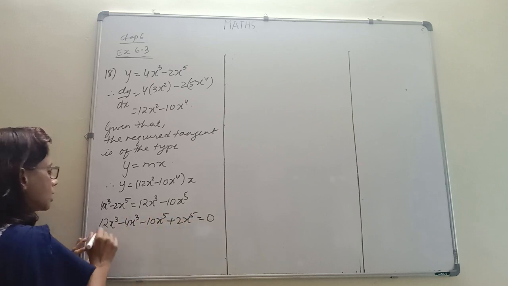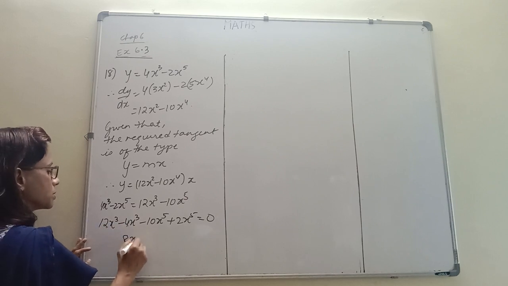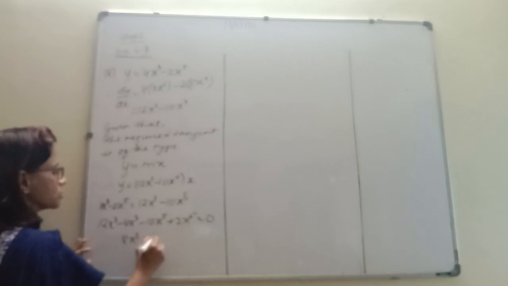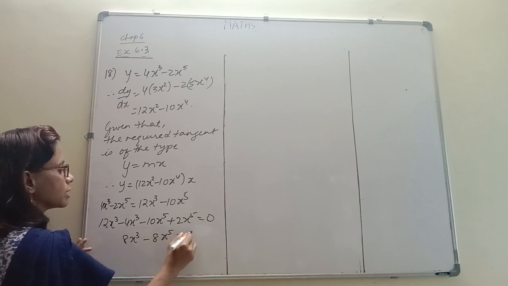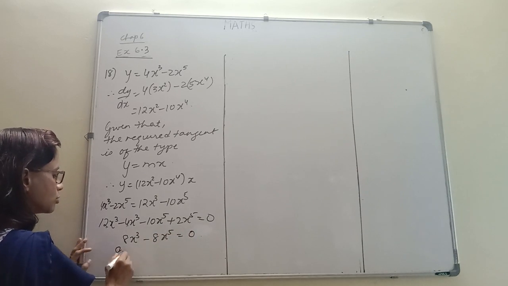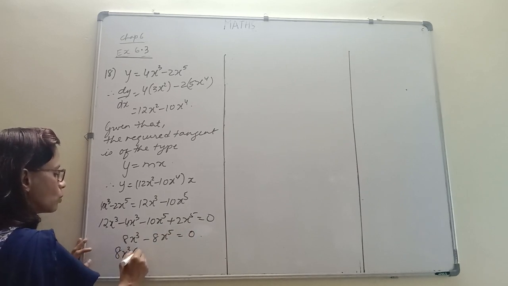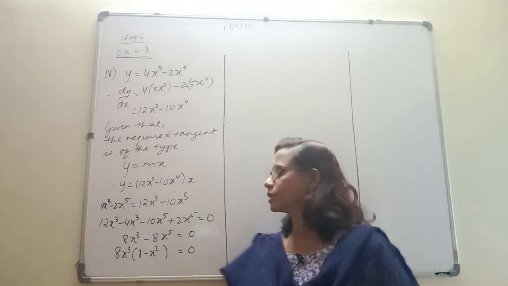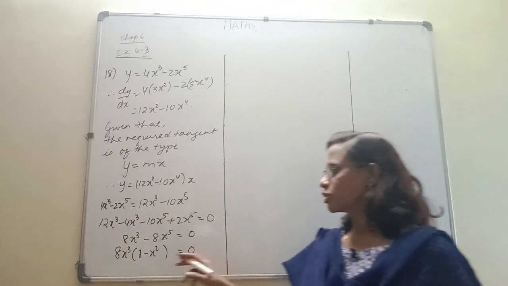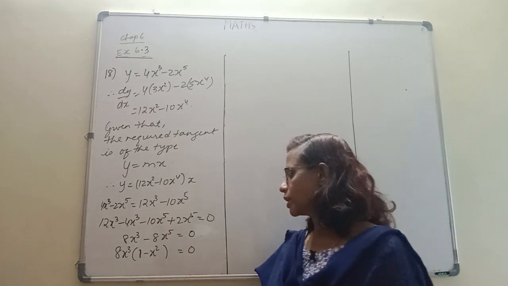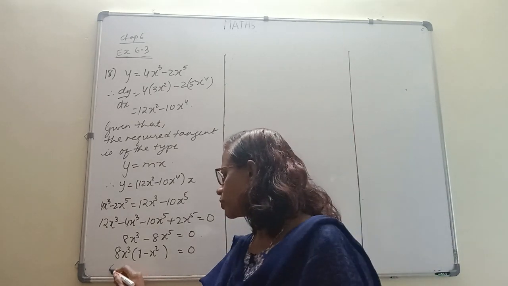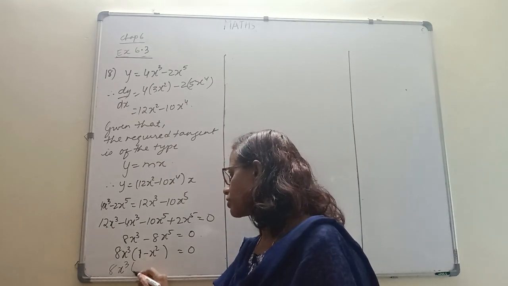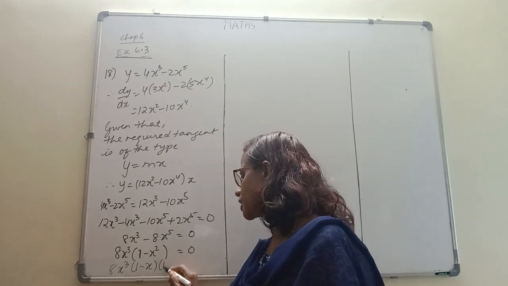What happens? 12 minus 4, 8x cubed, minus 10 plus 2, minus 8x raised to 5. So 8x cubed common, 1 minus x squared equal to 0. Miraculous. Suddenly so many things becoming common. So you are having 8x cubed into 1 minus x squared equal to 0, or maybe if you want one step more, you can factorize 1 minus x squared into 1 minus x and 1 plus x.